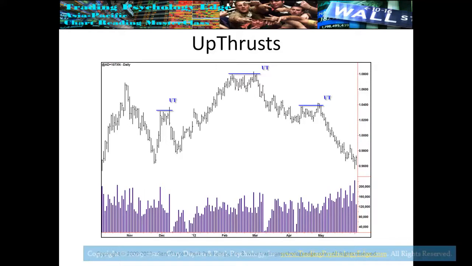What one do you think is the best one here? Of these 3, which is the best upthrust trade, do you think? And why? The middle one. Why is the middle one the best one? And somebody says, a couple of people say May. Why is May the best, do you think?